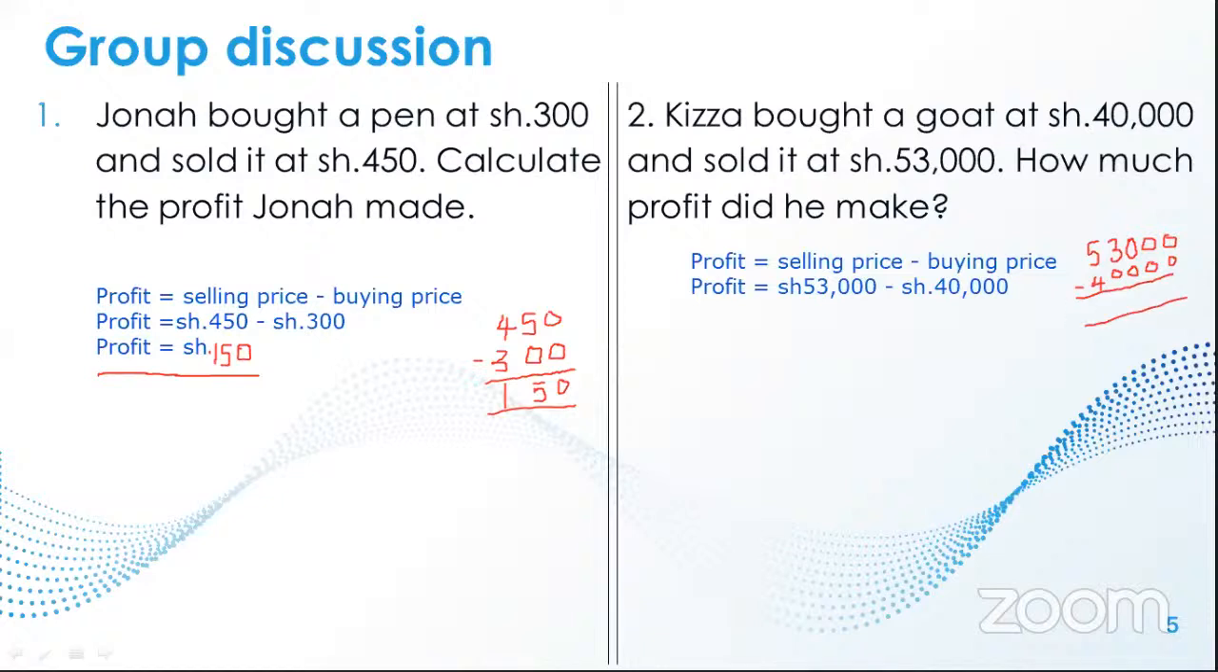Okay, so can you take away now? 0 minus 0, 0. 0 minus 0, 0. 0 minus 0, 0. 3 minus 0, 3. 5 minus 4, 1. So how much money is that? 13,000. So profit is equal to 13,000 shillings.